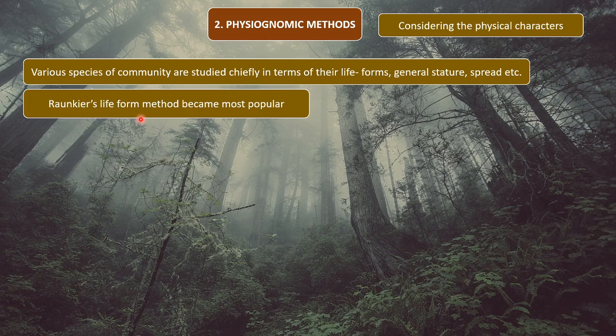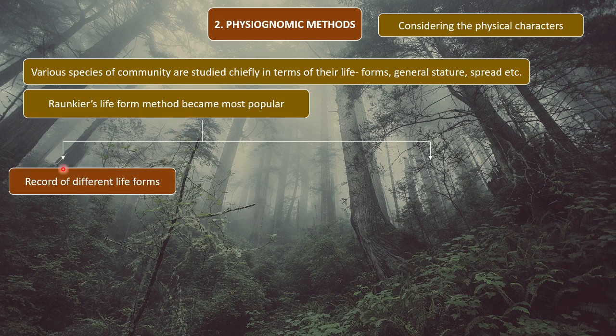If you know what Raunkiaer's life form is, you will very easily understand the physiognomic method. As I told you, this method considers the life forms and the general stature. The most popular method used is Raunkiaer's life form method. So what is done in this physiognomic method? First, a record of different life forms is made, and secondly, a biological or phytoclimatic spectrum is prepared. Different life forms are recorded.